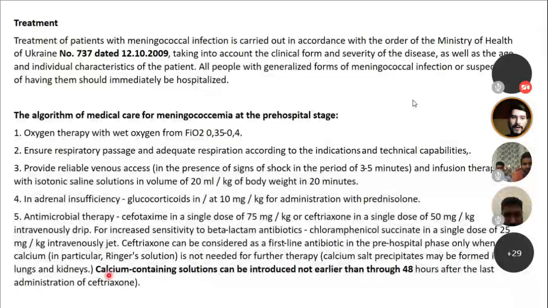Now, here's one thing that you also need to remember. You always need to make sure that you don't give calcium-containing solutions with ceftriaxone. And this is a typical mistake, because you always hear Ringer's lactate, and people are giving the ceftriaxone with it. This is a very typical mistake, especially in our hospital as well, just because people don't know this difference, okay? Because calcium salt precipitations may be formed in the lungs and kidneys.